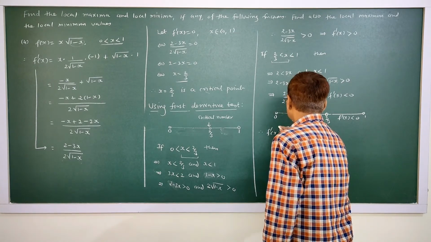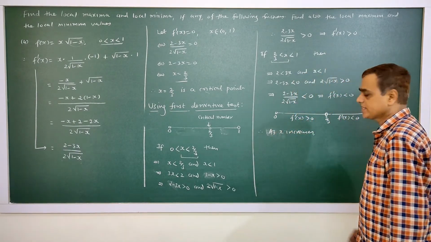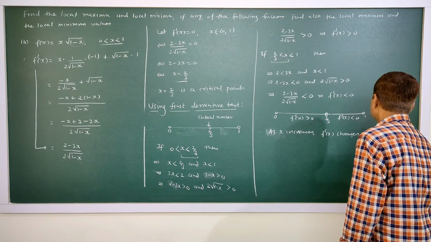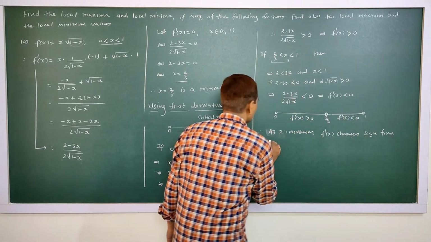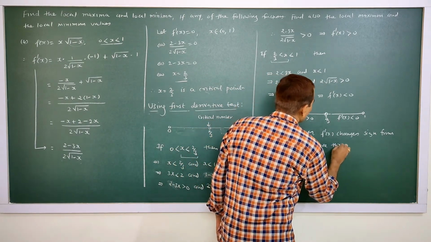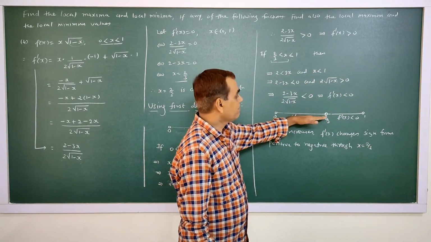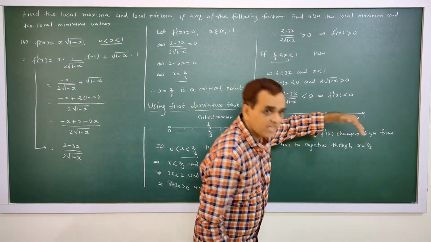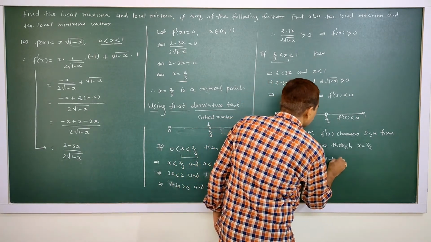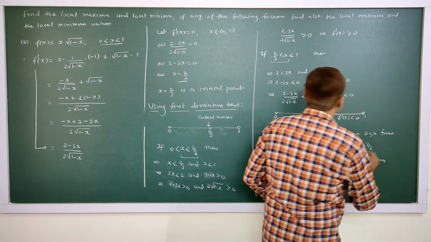Therefore, as x increases, f dash x changes sign from positive to negative through x equal to 2 by 3. That means before 2 by 3 the function is increasing, after 2 by 3 the function is decreasing. Therefore, x equal to 2 by 3 is a point of local maxima.